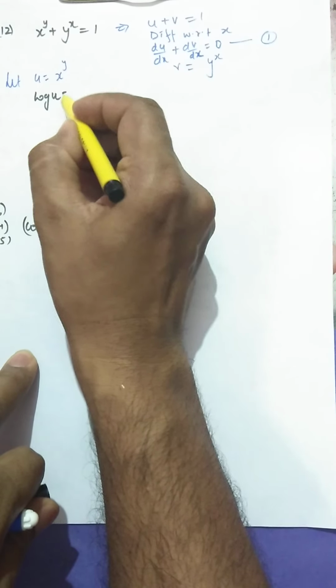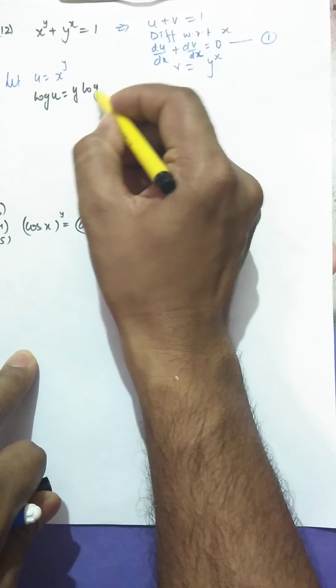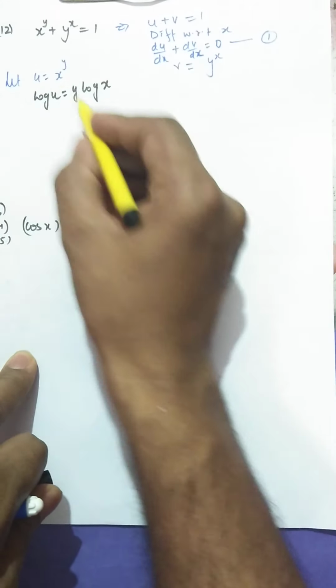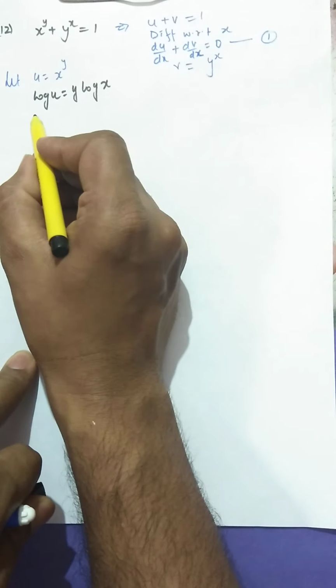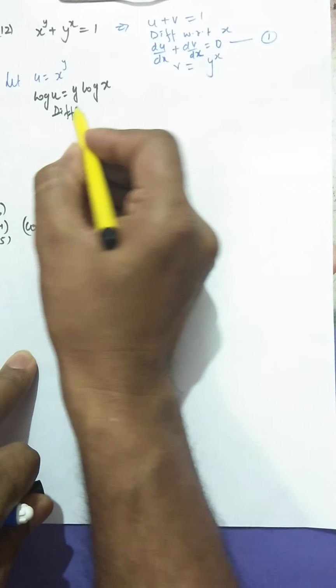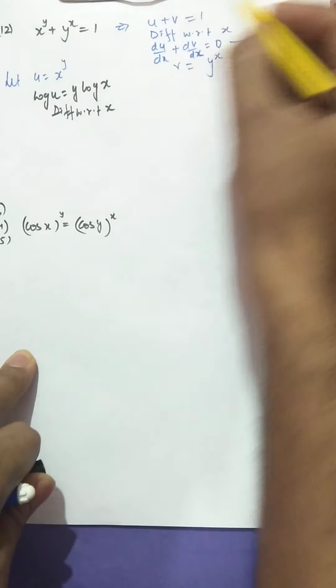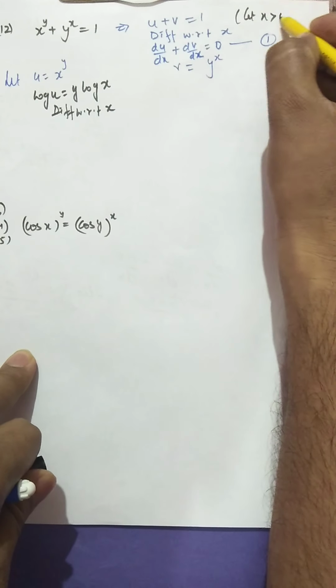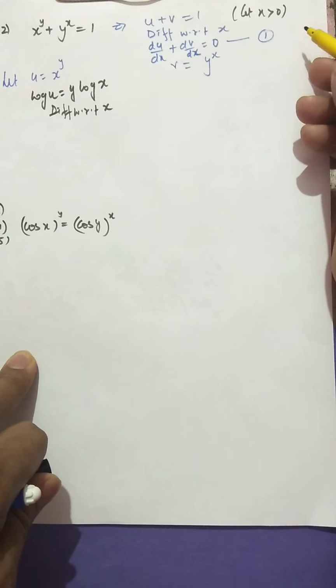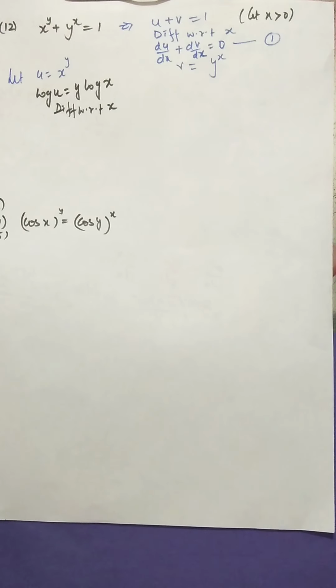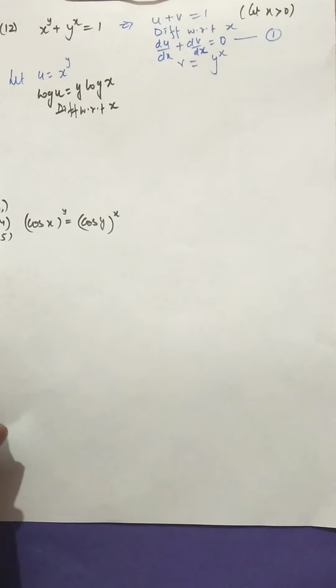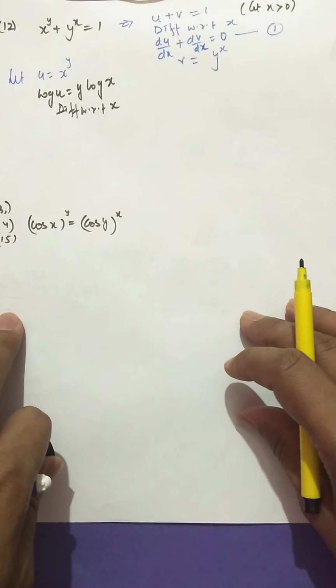So this is log u, this will become y log x, y is an exponent, so y will come here. Now we'll differentiate with respect to x, and again we can mention that let x greater than 0. In the beginning we are writing that x is greater than 0, so this is okay. You can now write the differentiation directly without using mod.